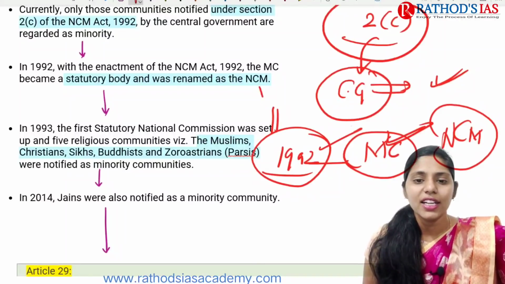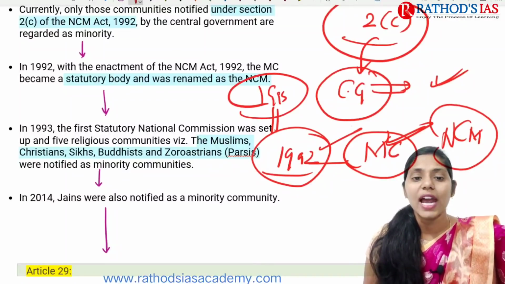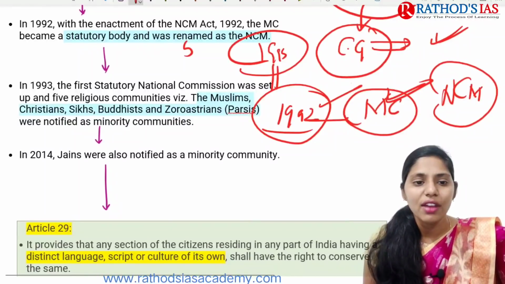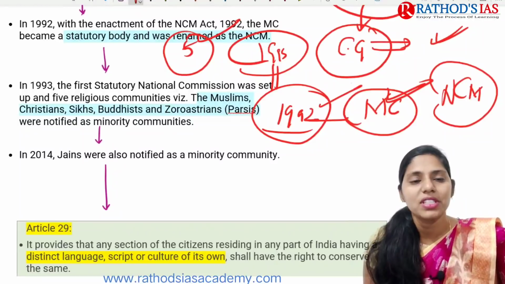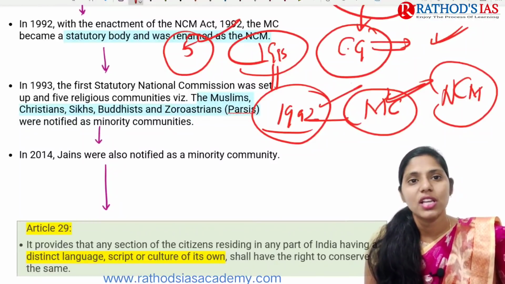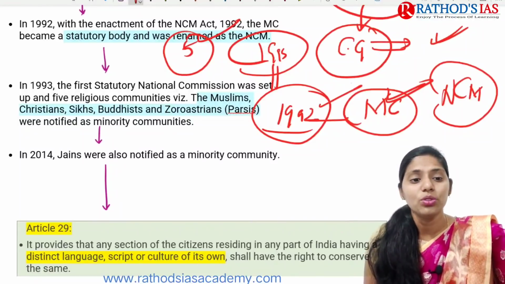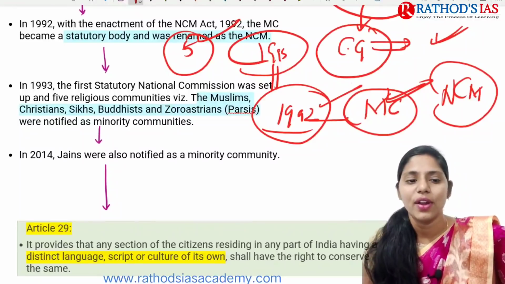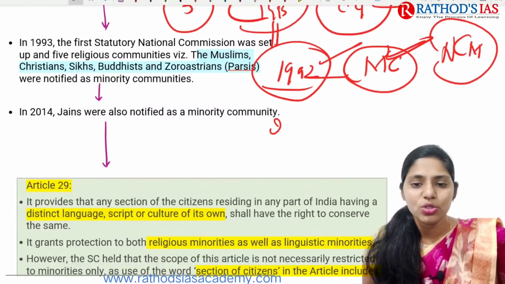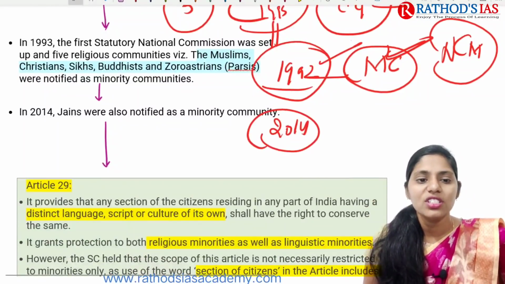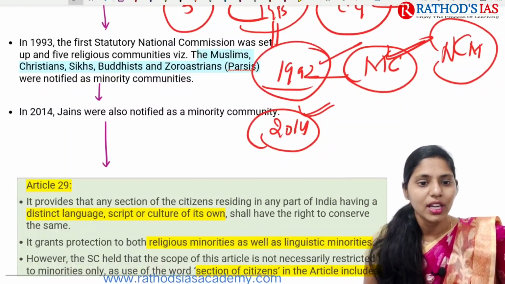And later on in 1993, the first statutory National Commission was set up, and under this, five religious communities, Muslims, Christians, Sikhs, Zoroastrians, which means Parsis, and Buddhists, were notified as minority communities. And next, in 2014, Jains were also considered a minority community.